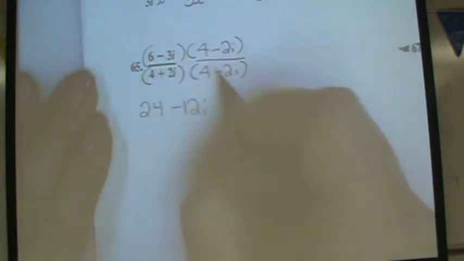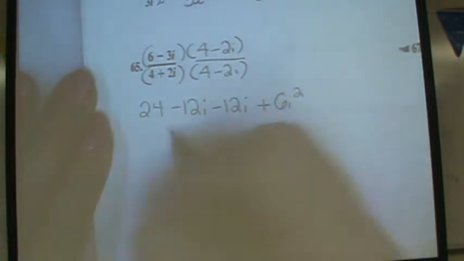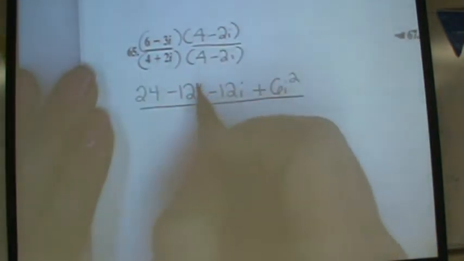And the last 2. These ones you have to multiply by the conjugate. The conjugate of 4 plus 2i is 4 minus 2i. So we're going to FOIL the numerator. 6 times 4 is 24. 6 times negative 2 is negative 12i minus 12i. And this is going to be a negative times a negative is a positive 6i squared. We'll simplify it in a minute.